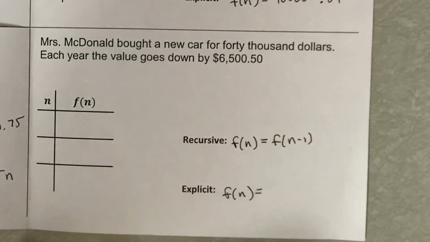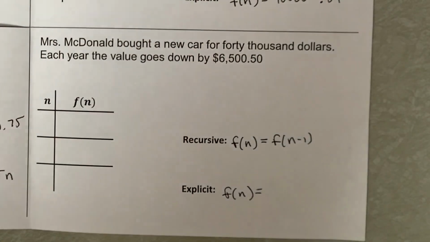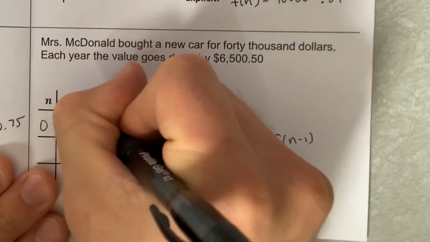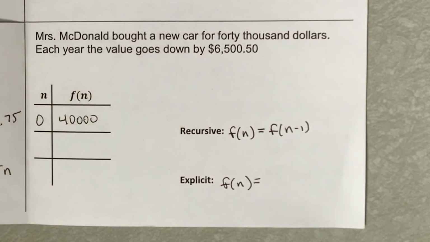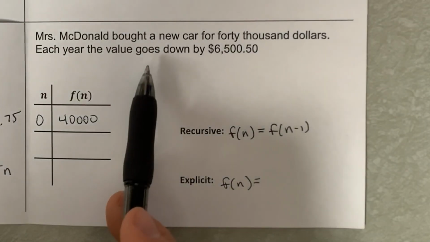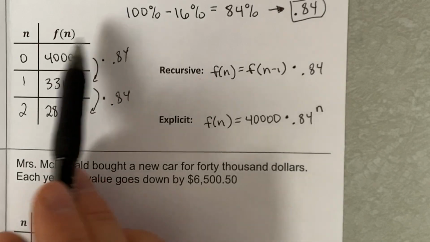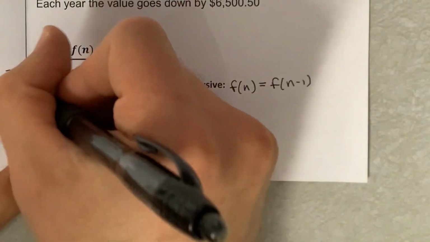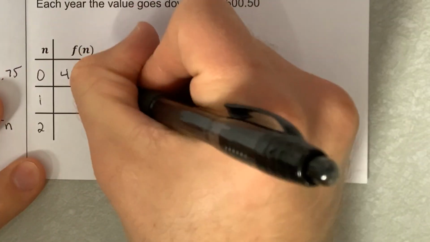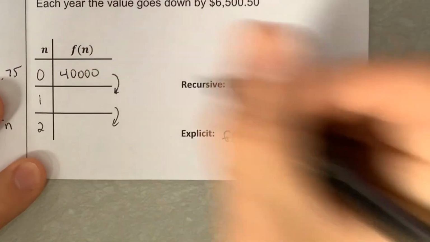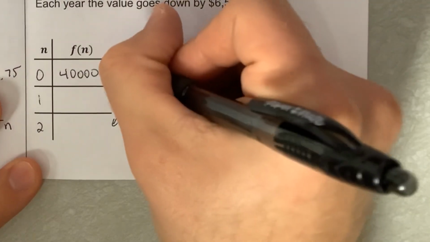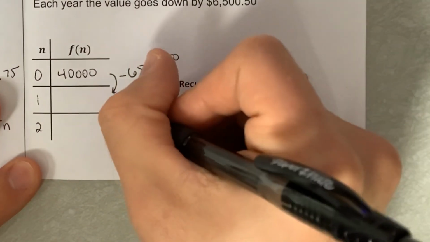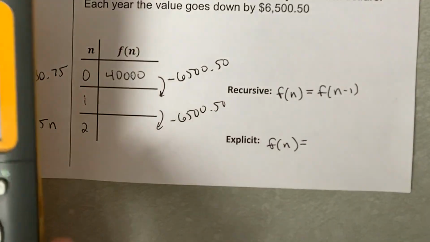Last one, Miss McDonald bought a new car. She bought a new car for $40,000. Her value goes down, like we just did with depreciation, same thing, right? By 6,550 cents. So if I want to build my table, every time I go down this table, I'm going to subtract by 6,550 cents. Now let's do this math here.